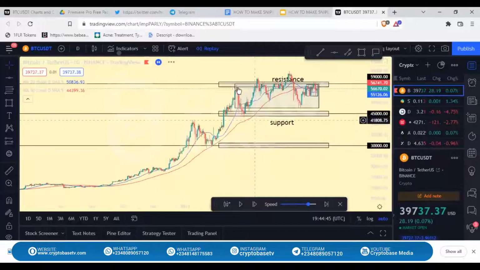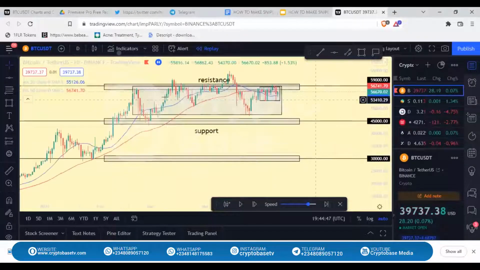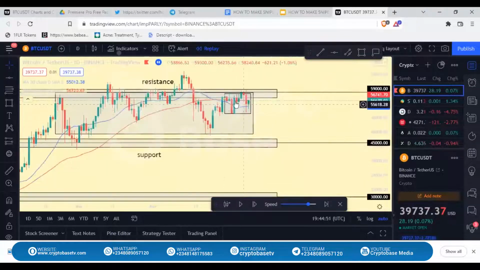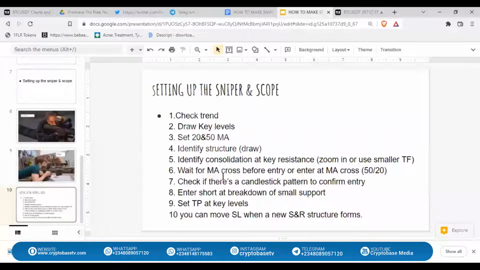This is like the key resistance level, and then we've identified that this guy is consolidating, and then we've seen another smaller guy consolidating inside this small box. So after that identification is done, we're going to wait for EMA Cross before entry or enter at EMA Cross. So this is the thing, guys. You can decide to enter.